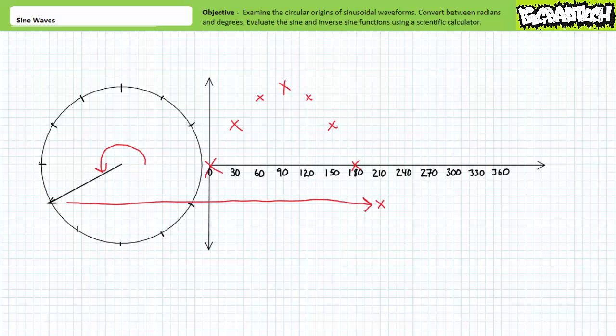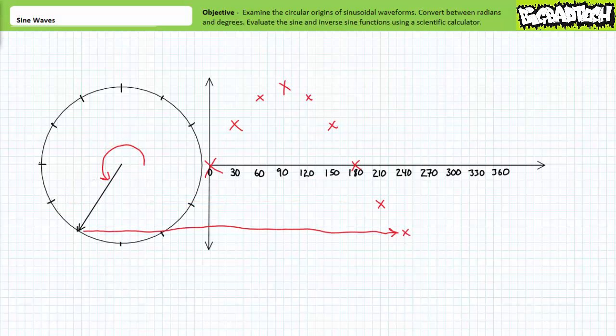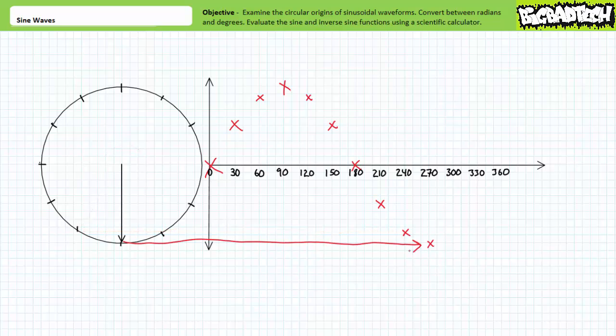At 210 degrees, the point is 0.5 units below the x-axis, and the value of the sine function is negative 0.5. At 240 degrees, the point is 0.866 units below the x-axis, and the value of the sine function is negative 0.8660. At 270 degrees, we kind of bottom out at 1 unit below the x-axis, given our unit circle has a radius of 1 unit. The sine function at 270 degrees has a value of negative 1.